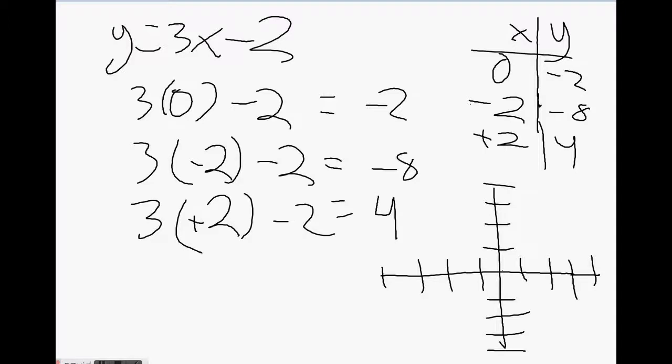Here's 0. Y is negative 2. So that's on the line, 1, 2. Right. Next is negative 2 and negative 8. So here's negative 2. We're going down negative 8. So that's 2, 4, 6, 8. There you go. I don't know what I was doing. And next one is positive 2, positive 4. So we get a straight line, kind of, sort of. Okay? So, my apologies.